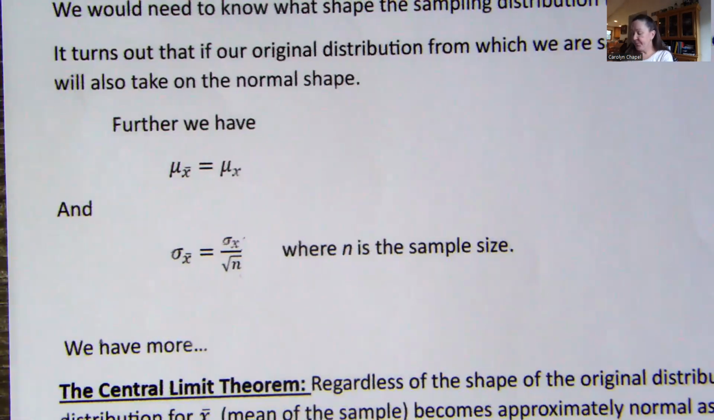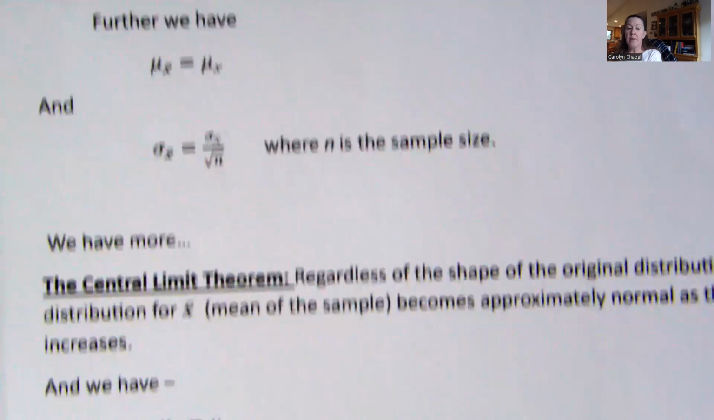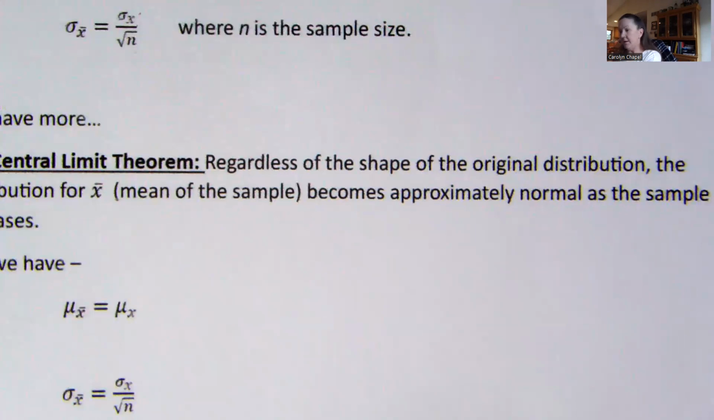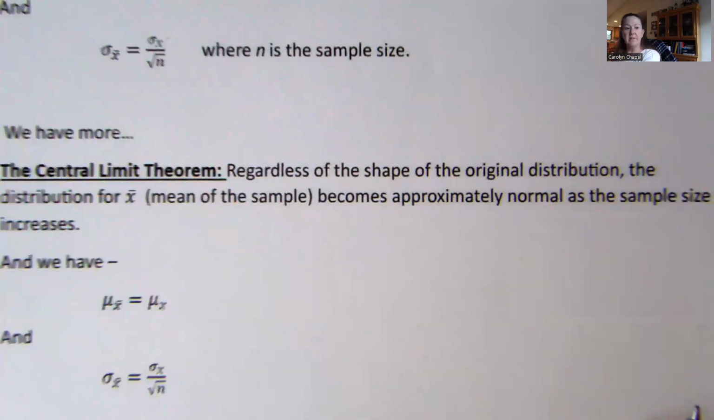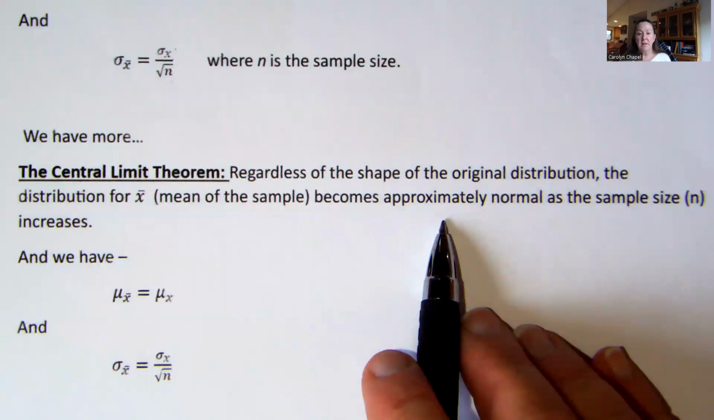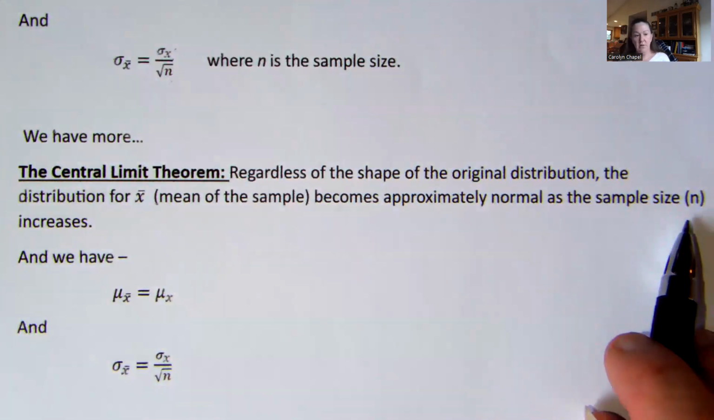We also have more. And this is the big, powerful thing, the central limit theorem. I think I need to zoom out a little bit to get it all on one page here. So sorry about that. The central limit theorem says, regardless of what the shape of the original distribution is, so I don't care how ugly it is, it could be the most non-normal looking thing out there, maybe we have it skewed completely one direction or another, the distribution for X bar becomes approximately normal as this n increases.